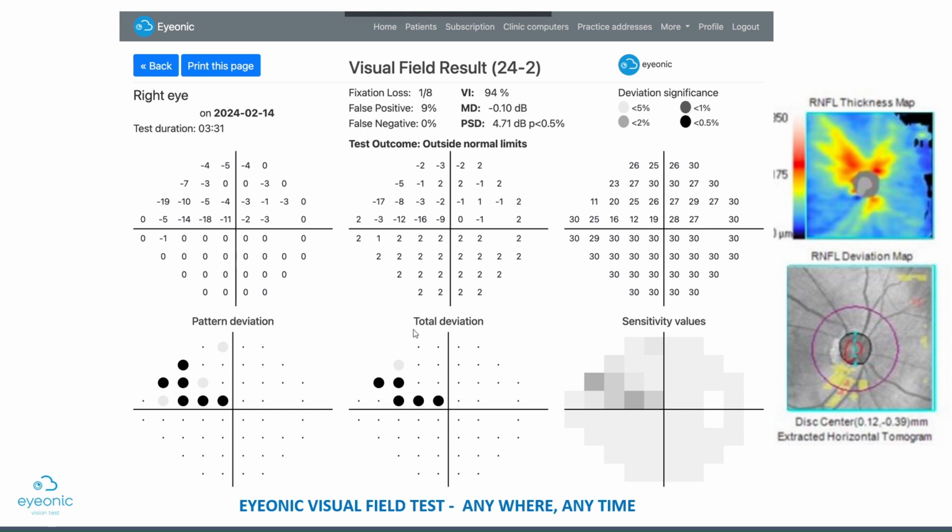Now, what's the difference between the total deviation and the pattern deviation? Often in visual field testing, there is a global defect. Just say someone is wearing the wrong power glasses, or someone has a media opacity like a cataract. And we're not interested in that in glaucoma. We're not interested in global defects. We want to know the focal defect.